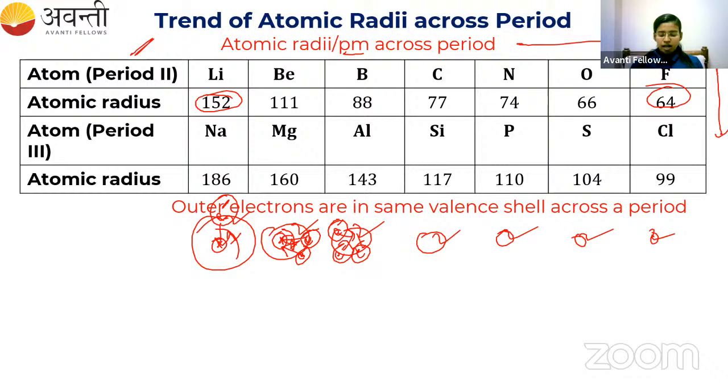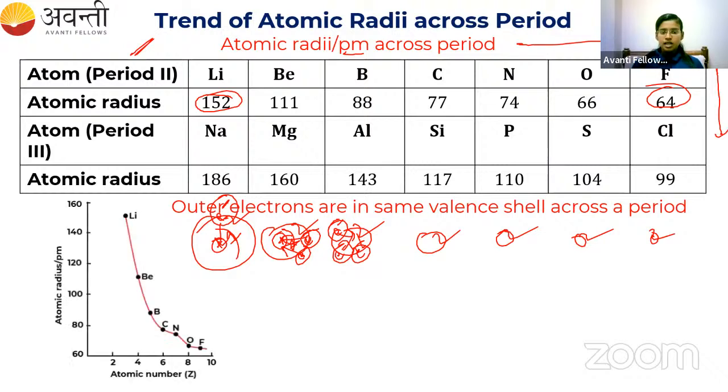And if I draw a graph between the atomic number and the atomic radius, if the atomic number increases, atomic radius decreases. Or I can say across the period, the atomic radius decreases. Across the period, the atomic size or the atomic radius decreases. Is it clear for all of you? Any doubt?